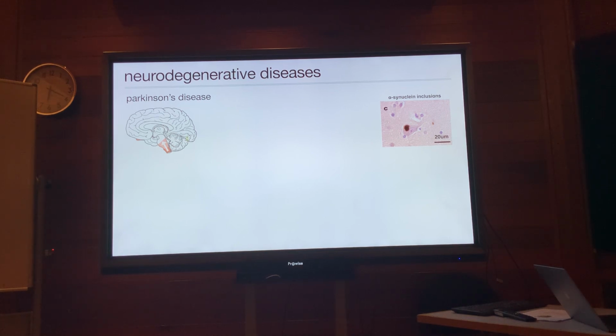Alzheimer's is by far the most common. At least 60% of all cases of dementia are thought to have a component of Alzheimer's disease. But there are other neurodegenerative diseases where you have the same kind of systematic invasion of toxic protein within the brain. In the case of Parkinson's, it's alpha-synuclein.